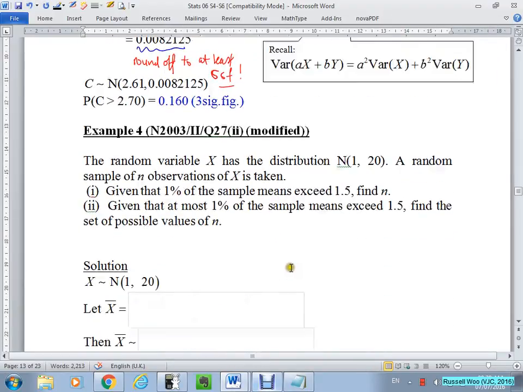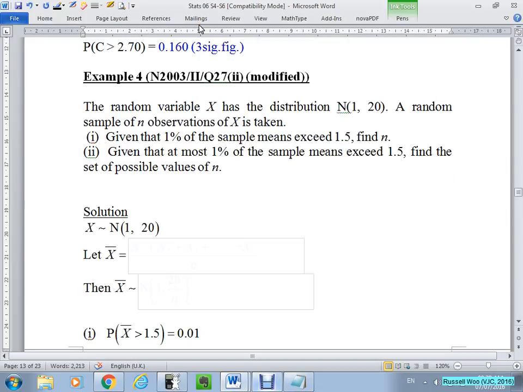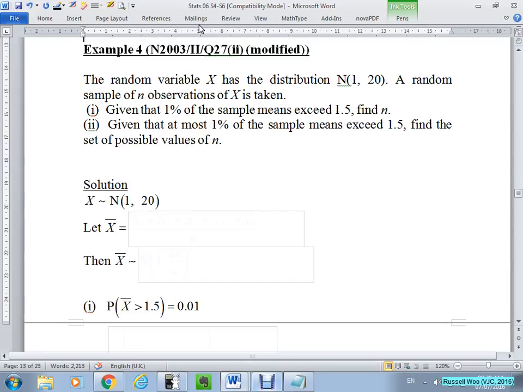Okay, example 4. Example 4 is slightly different now, because if you read carefully, the phrasing is quite different. X now is the normal distribution they give you, a random sample of n observations is taken. So now, you don't know what is n.